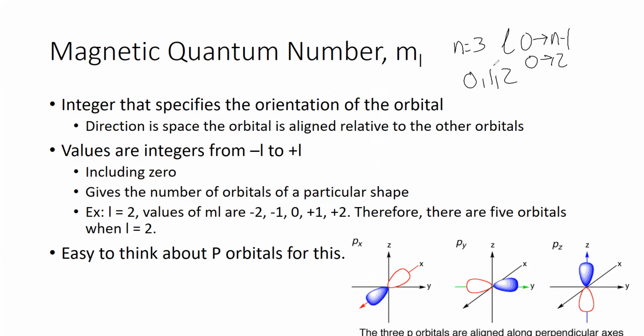If you want to have an L of 3, you need an energy level of at least 4. Because if your energy level is 4, your L values, which are 0 to n minus 1, would be 0 to 4 minus 1, which is 0 to 3. So at the fourth energy level, you could either have an L value of 0, or 1, or 2, or 3. You can be either one of those. We don't know which one just from this number, though.